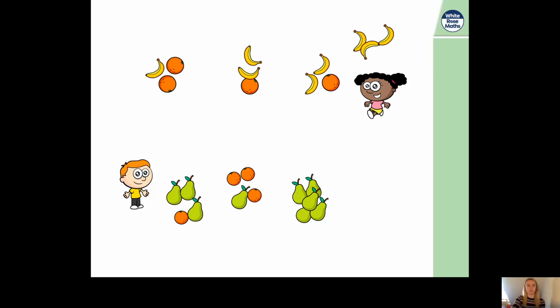So in the first group, she has 1, 2, 3. In the second group, she has 1, 2, 3. And in the third group, she has 1, 2, 3. And in the fourth group, she has 1, 2, 3. So she has the same amount of fruit in each group. So therefore, her groups are equal.